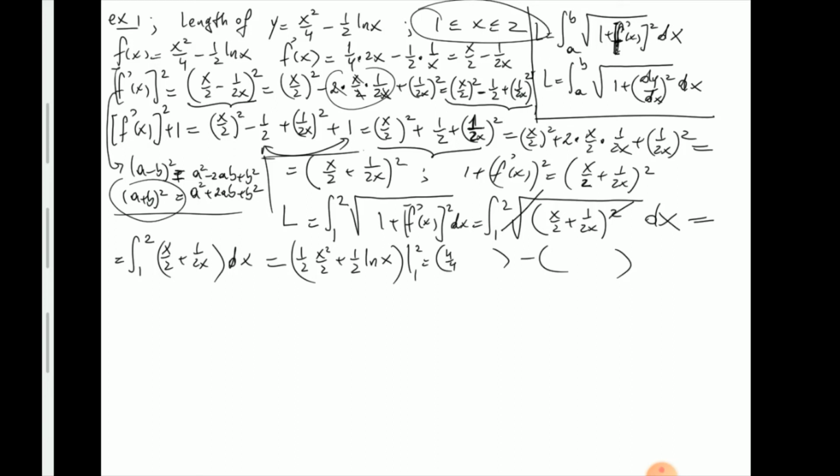Four over 4 plus 1/2 ln of 2, minus 1 over 4 plus 1 over 2 ln of 1, which is 0. 4 over 4 is 1, ln of 2 over 2, minus 1 over 4, ln of 1 is 0. So this ends up being 3 over 4 plus ln of 2 over 2.